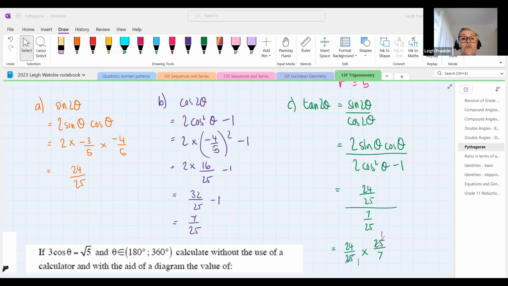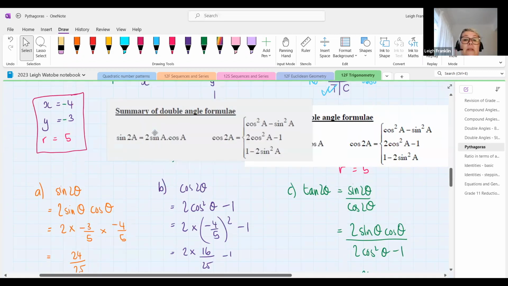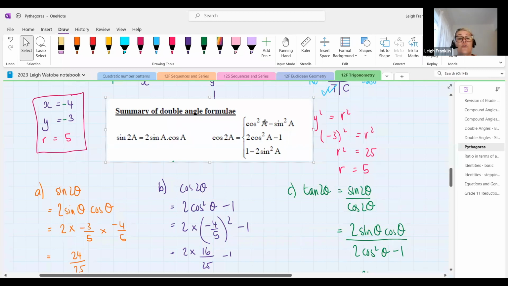Okay, Zinhle, you can't use sine squared theta times cos squared theta. You've got to use one of the cosine double angle formulae. So you can use any one of these three here. You can either say cos squared theta minus sine squared theta, or I used 2 cos squared theta minus 1, or you could have used 1 minus 2 sine squared theta. And no, none of them, if used correctly, would give you a wrong answer. It would all give you the same answer. Does that answer your question? Yes, ma'am. Thank you. All right, no problem.